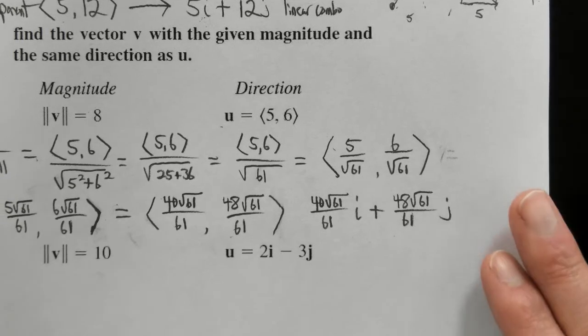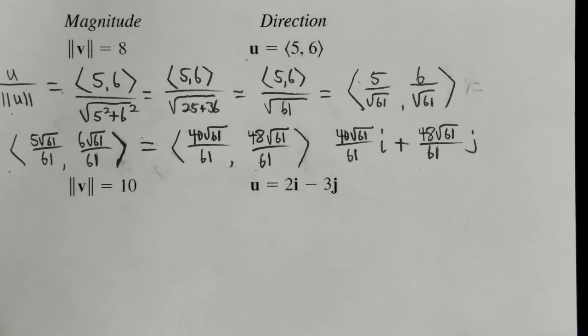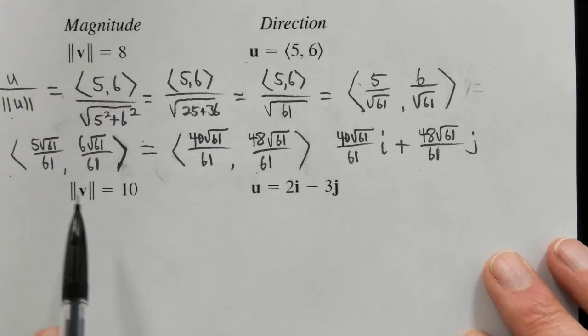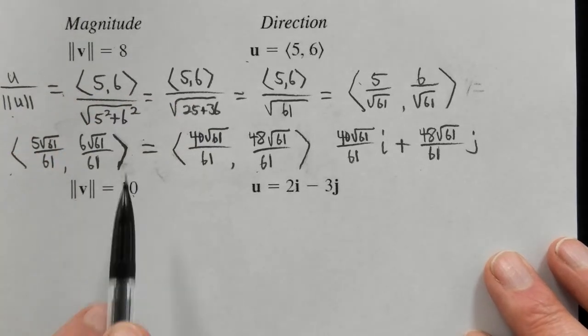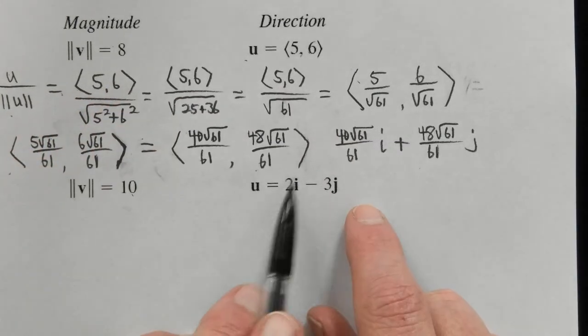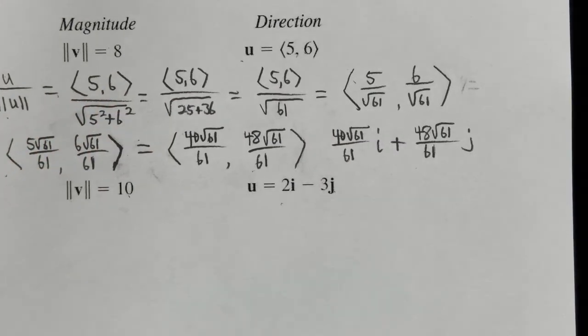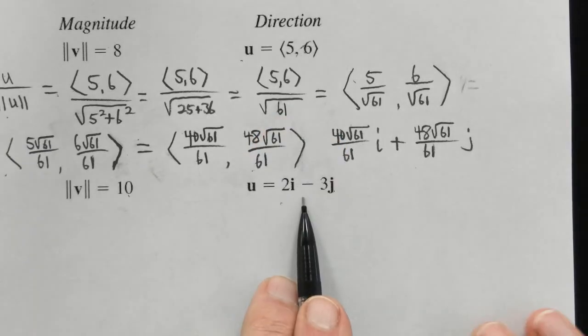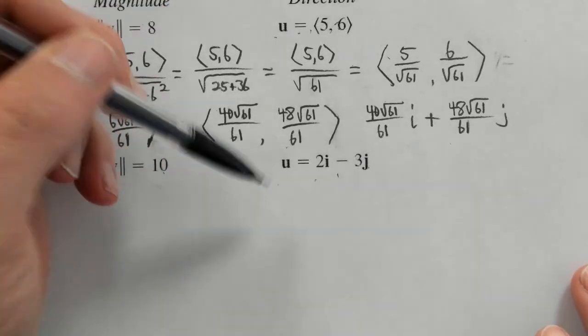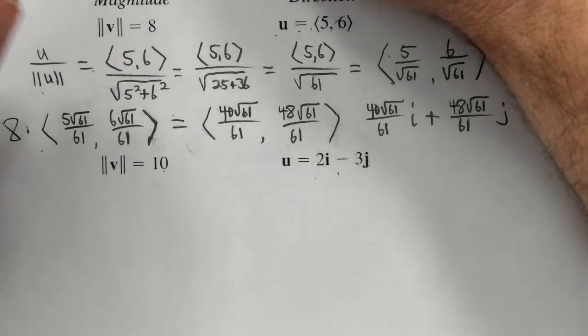All right. So we have another problem very similar to that. I want to find a vector with a magnitude of 10 in the direction 2i minus 3j. So now instead of being given in component form, they're giving us this in linear combination form. So we have to be comfortable with using both of the forms. All right, so how do we do it?